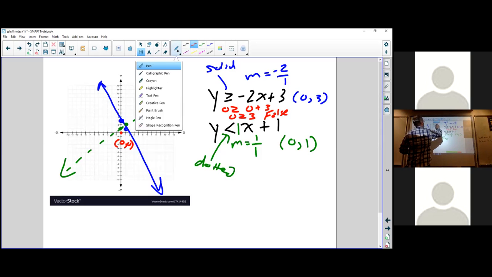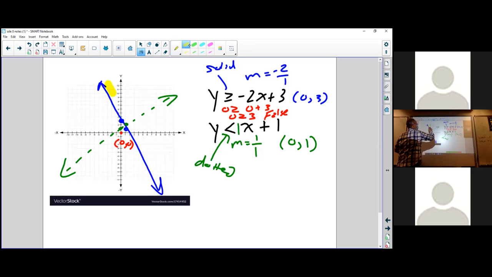I'm going to shade this side of the blue. And again, I'm shading the whole thing.